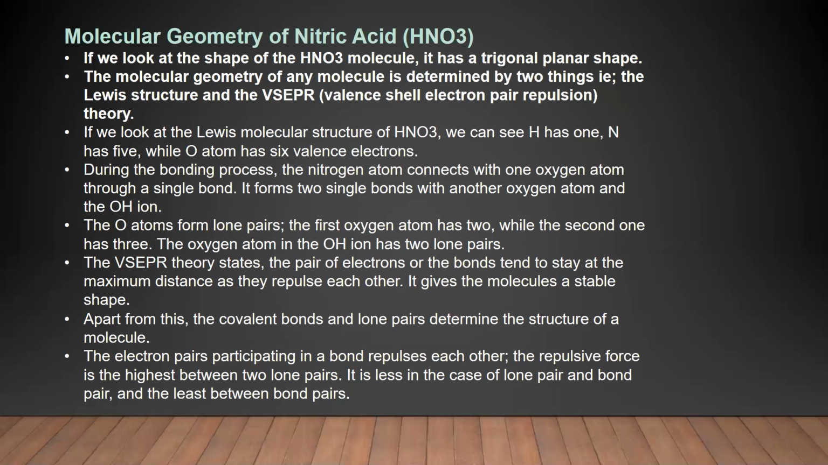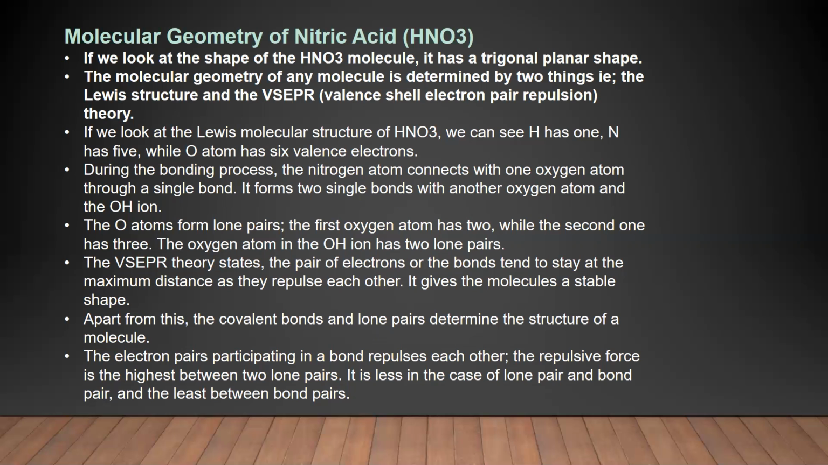If we look at the shape of the HNO3 molecule, it has a trigonal planar shape. The molecular geometry of any molecule is determined by two things, that is the Lewis structure and VSEPR. If we look at the Lewis structure of HNO3, we can see hydrogen has 1, nitrogen has 5, but the oxygen atom has 6 valence electrons.